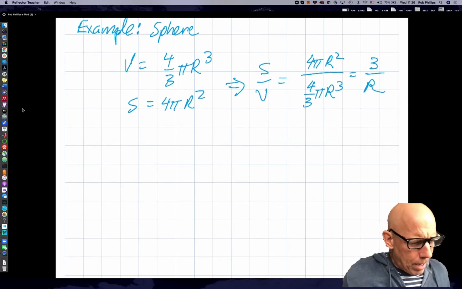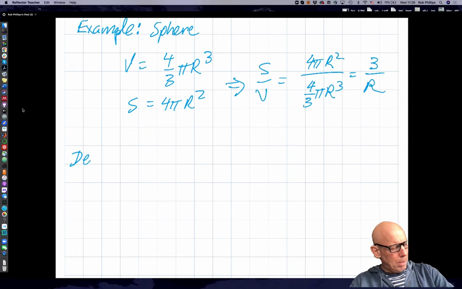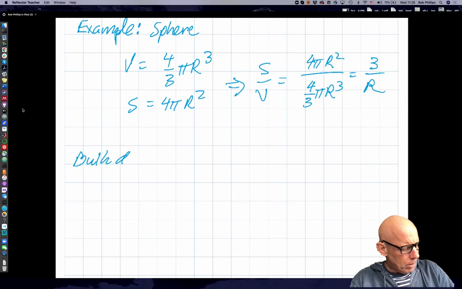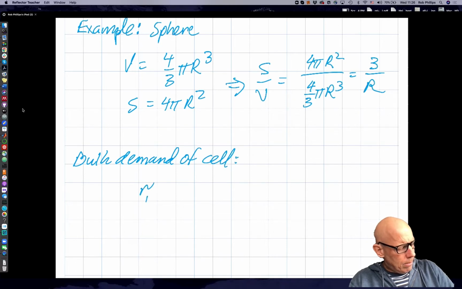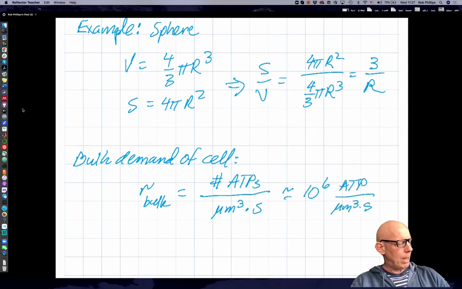So what I want to think about is if I have some membrane protein and the demands of the cell, the bulk demand of the cell, is something like R bulk, which is equal to, just for example, number of ATPs per micron cubed per second. And I've told you that this is something like 10 to the sixth ATP per micron cubed per second. That's kind of a typical number to maintain cytoplasm.